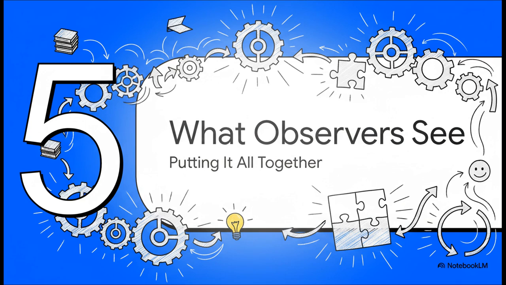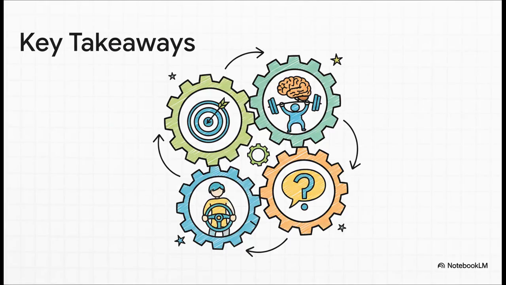So, we've covered clarity, task design, and student ownership. Let's pull it all together now. If you put all these pieces into practice, what does that environment actually look and sound like? What would an observer see? It really boils down to this.